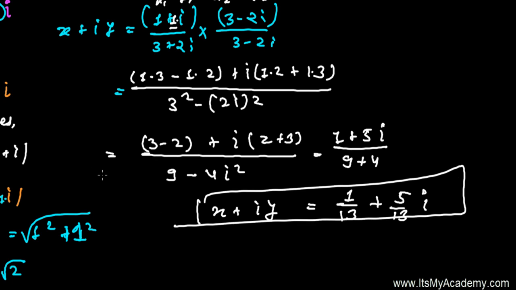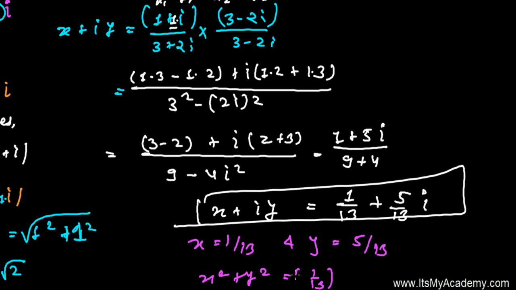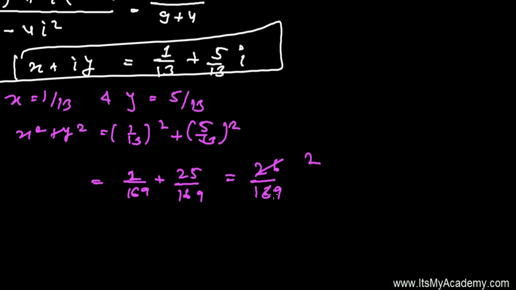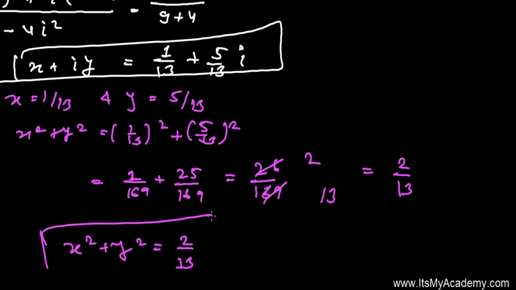Now if you compare both of them, you'll get x as 1 over 13 and y as 5 over 13. Therefore x square plus y square is going to be (1 over 13) whole square plus (5 over 13) whole square, and that's going to be 1 over 169 plus 25 over 169, that's 26 over 169. Now 13 times 2, 13 times 13, that's 2 over 13. So what did you get? x square plus y square equals 2 over 13, and that's what we needed to prove.